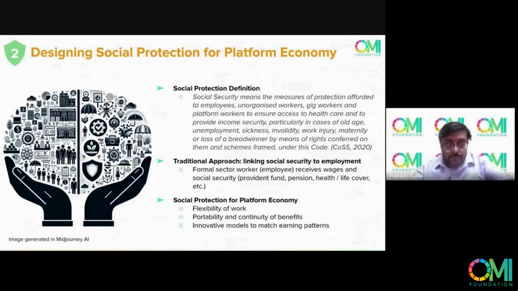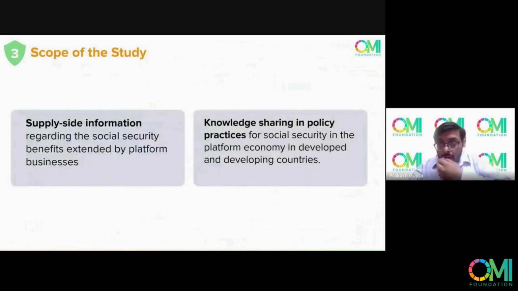With that as a background, we started our study with two objectives. One, to fill the knowledge gap in the information available on the social protection benefits that the platform economy offers to its workers today, and the other, to share policy learnings of social protection from the world.